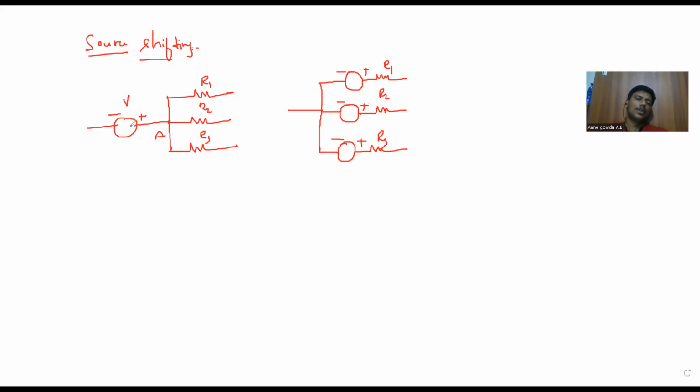I have pushed this voltage source towards the node A such that now we have an internal resistance associated with the voltage source V. So you can apply source transformation. And in another scenario, this is the voltage source V.